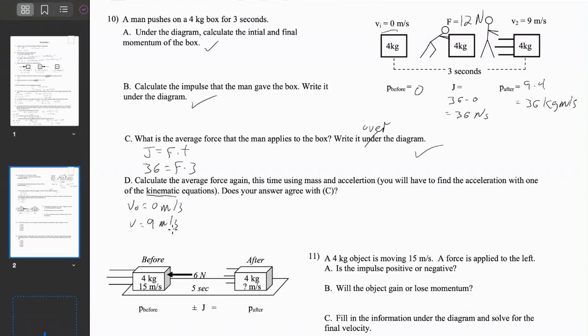Time, they tell us, is 3 seconds. And we're looking for acceleration. This looks like we can use our favorite equation, the only equation with a name. We have VOTAD, V equals V naught plus A times T.